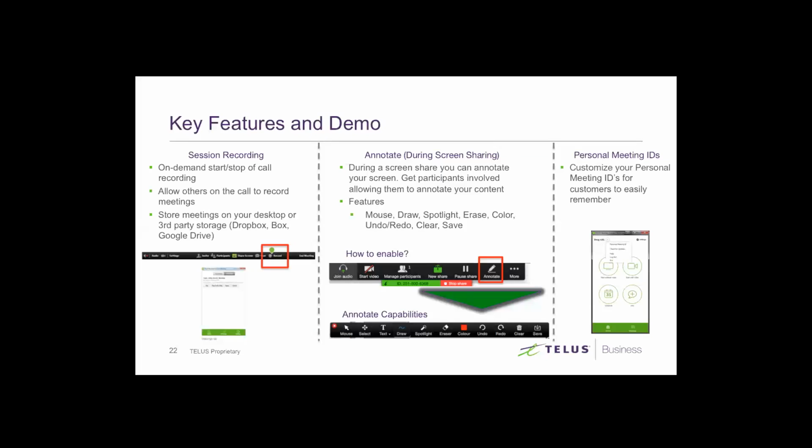And then the other one is personal meeting IDs. Some of you may or may not be familiar with this, but when somebody is setting up a meeting through the meetings application, it automatically generates a number, and it generates a meeting ID. To make it simpler for users, especially if it's ongoing meetings that you're having, you can actually set your own personal IDs to make it easier for yourself or others to remember how to log into a specific meeting. So we'll go through those as an example.